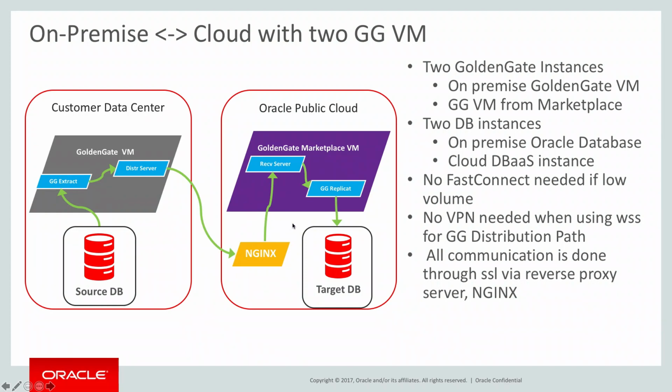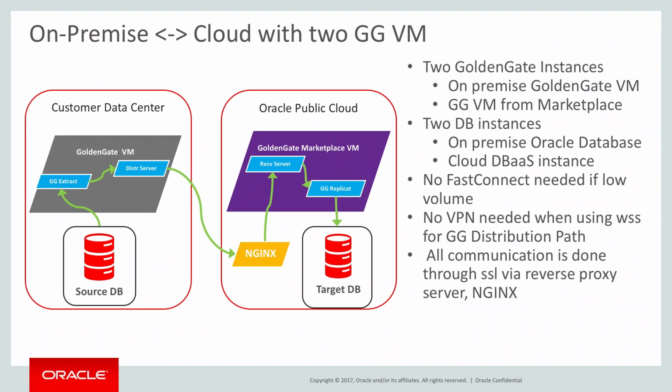And on this diagram, you can see on the right side is Oracle Public Cloud, the OCI. If we have the GoldenGate microservice running here, the only port the outside world can talk to is port 443, which is managed by Nginx, the reverse proxy server. So for the on-premise GoldenGate microservice architecture on the left side of this diagram, in the customer data center, the distribution server, if it wants to send data to the microservice architecture running in OCI, needs to talk to Nginx instead of talking to the receiver server directly.